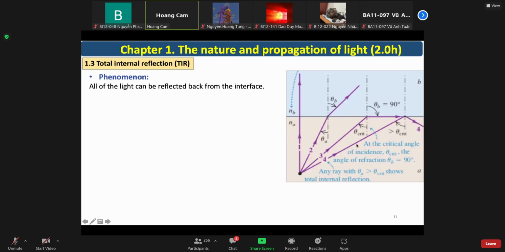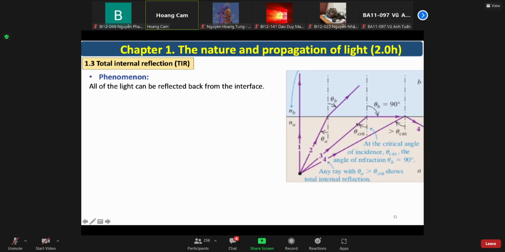If we continue increasing the angle of incidence larger than this critical angle, then we don't observe the refracted ray anymore, we only observe the reflected ray. So here we got the reflected ray, here as well, but here we got the reflected one but no refracted one. This is the so-called TIR, total internal reflection.